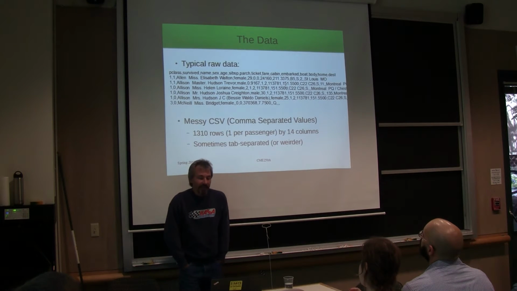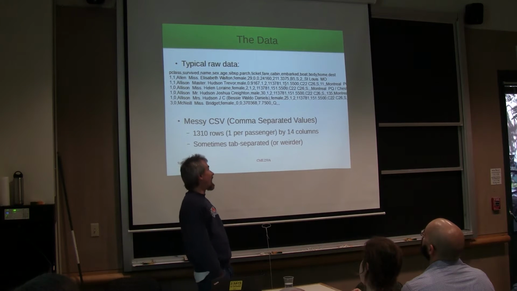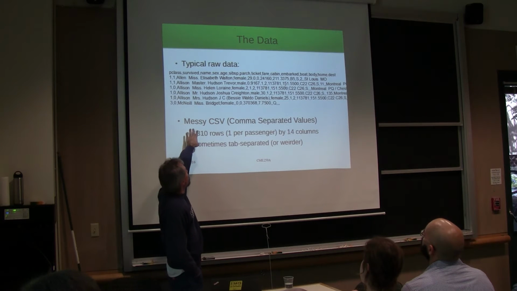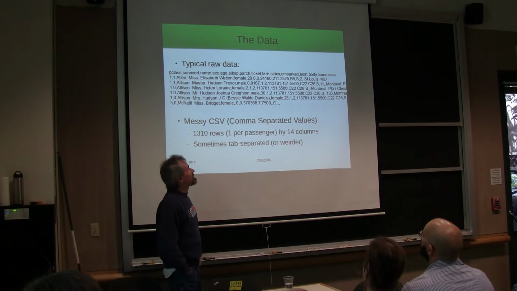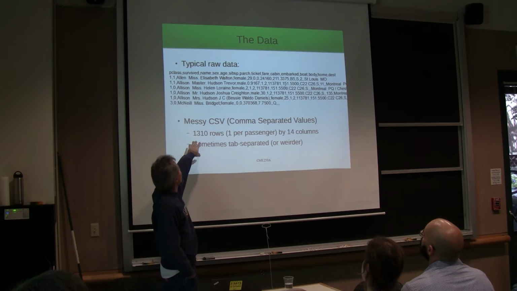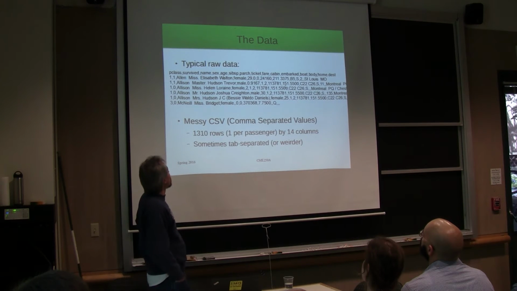So this is the Titanic data set, at least the first 5 or 6 lines. It's a kind of messy comma separated value file. Why am I saying this? Because 50 to 80% of the data sets you start with will come out in a CSV format or have a CSV option. So you have to know what they look like and what it means. In this case, it's got some 1,300 rows and 14 columns.